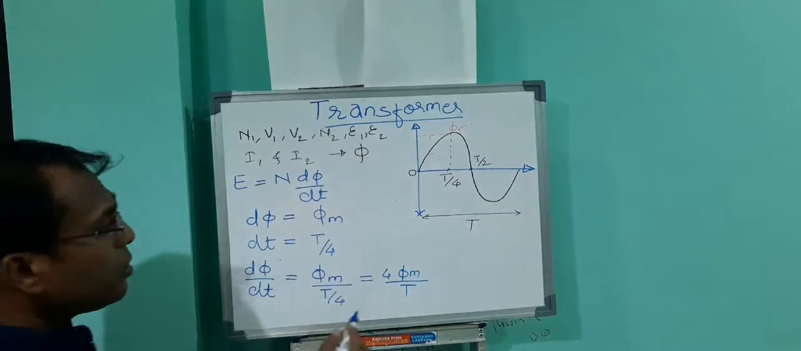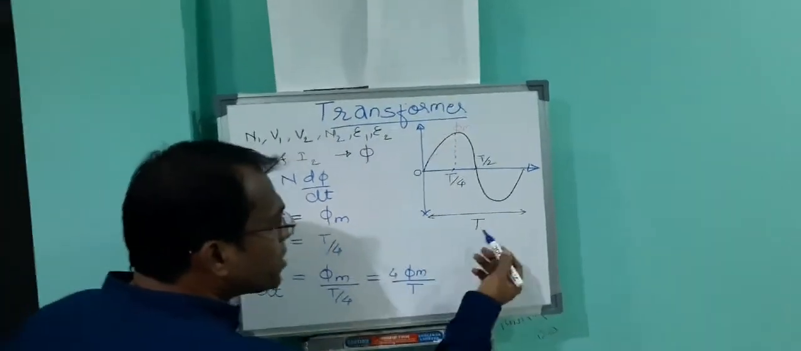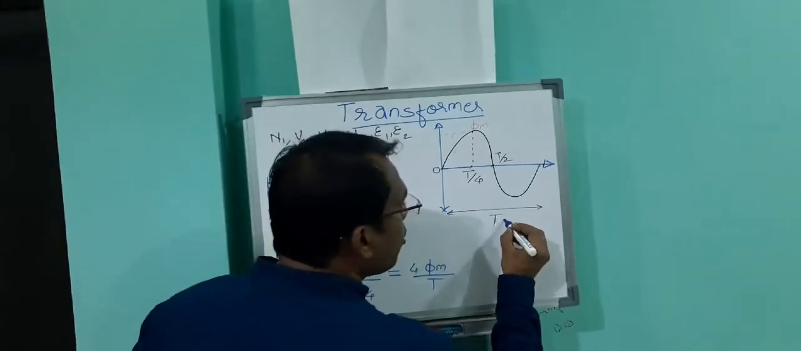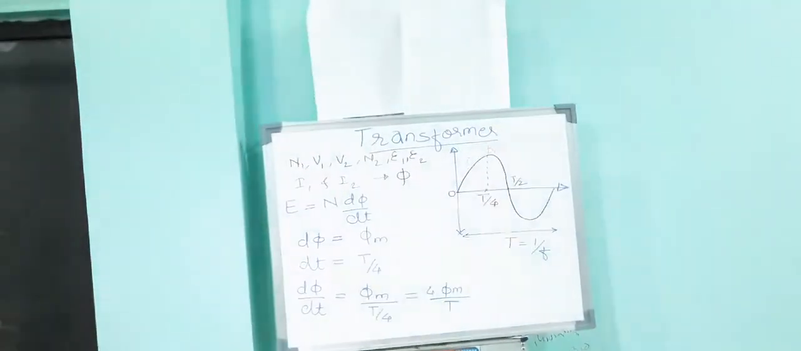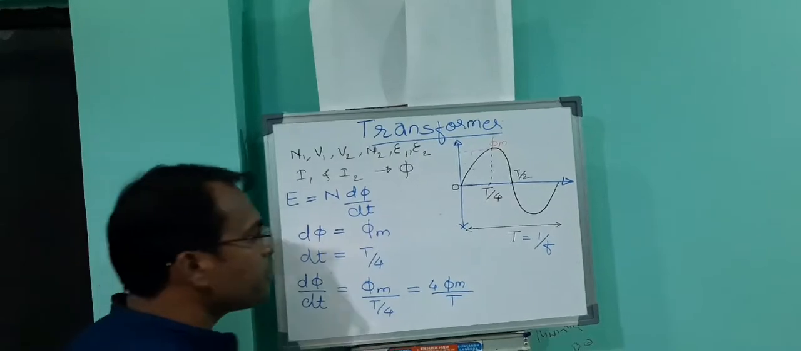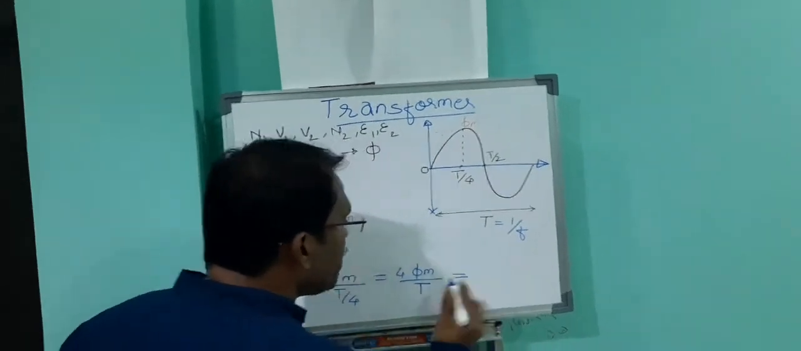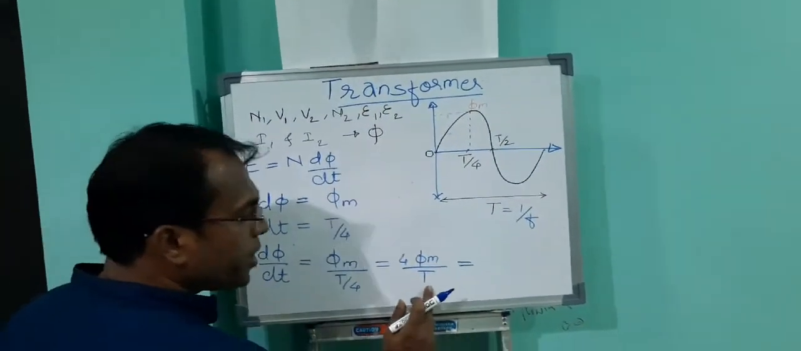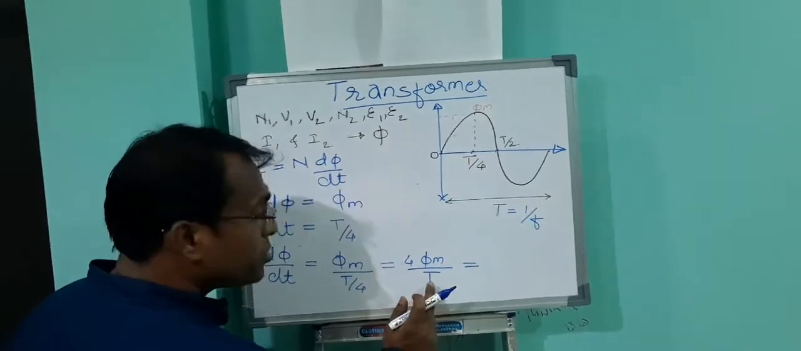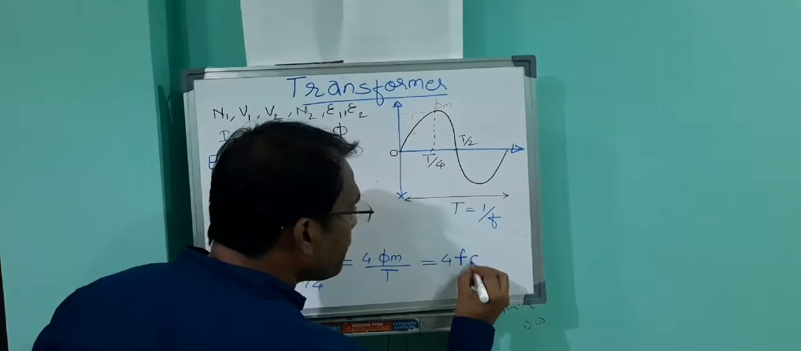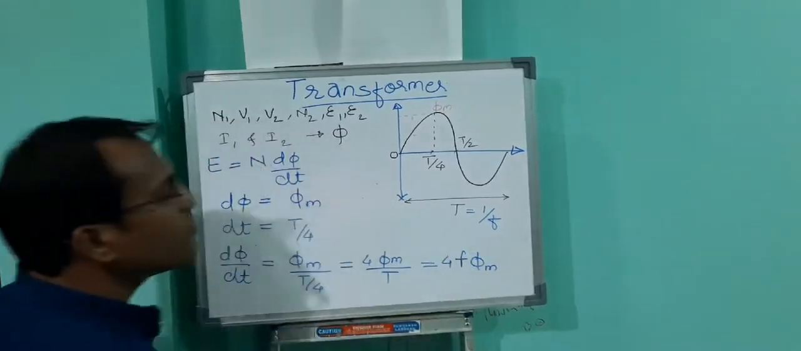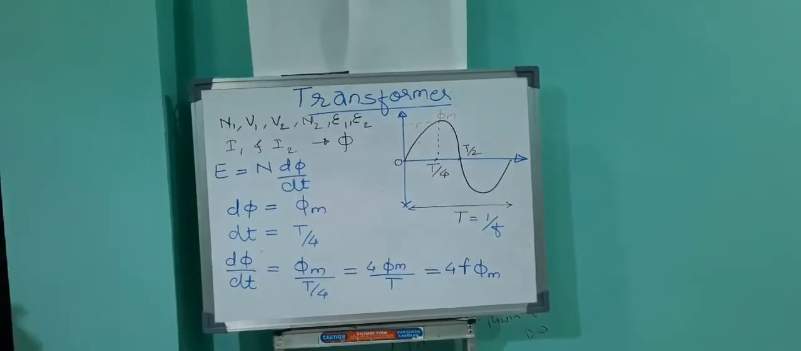According to the time period, T is always equal to 1 by f, that is frequency. So if I put 1 by f instead of T, this equation will now be 4 f phi m.